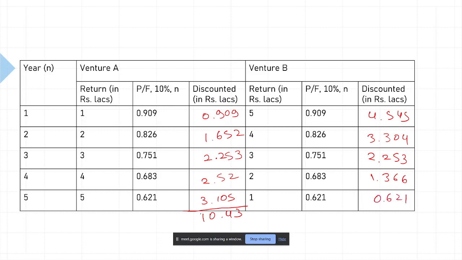So this table just shows that, okay, at the end we are getting more than 10, right? I mean, we invested 10 and we are getting 10.43 in 5 years, even bringing it to present worth. So our return is not, I mean, we are getting some return, very small, but yeah, some return is there. In the second case, what is the value we are getting as sum?